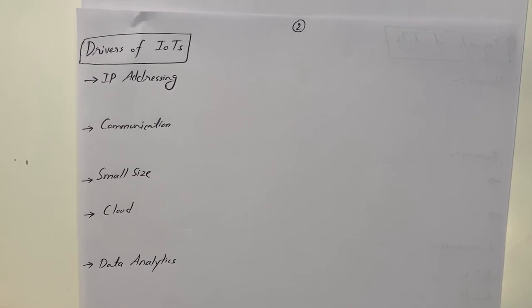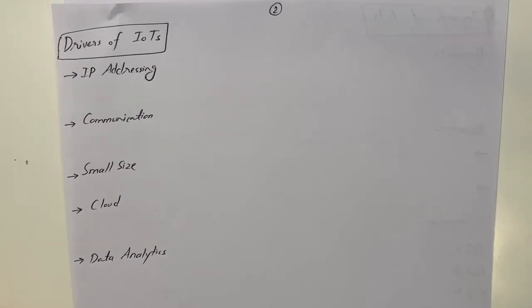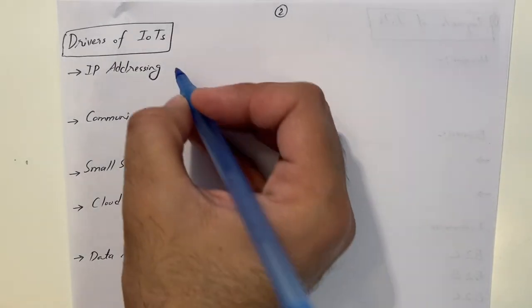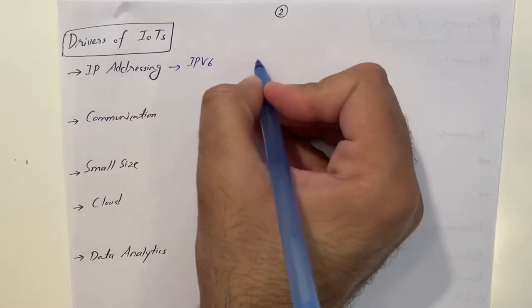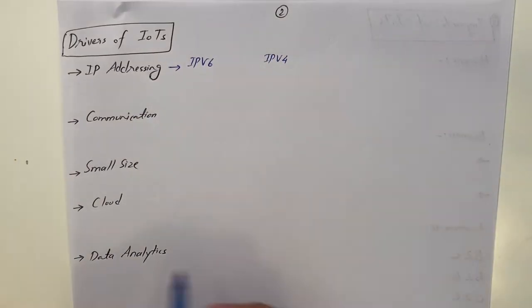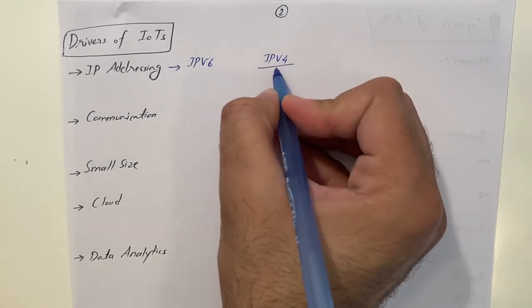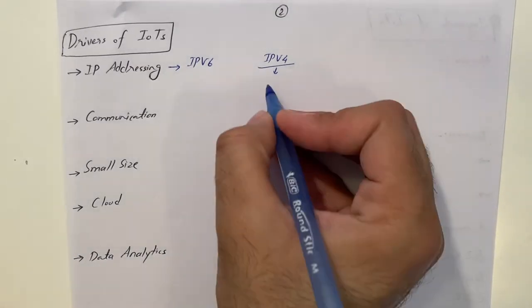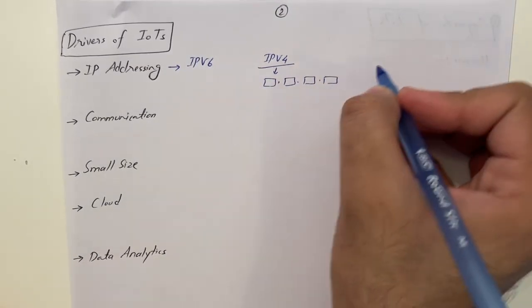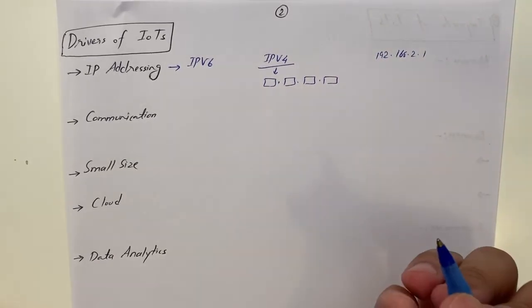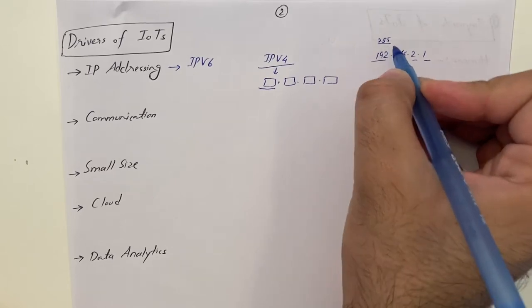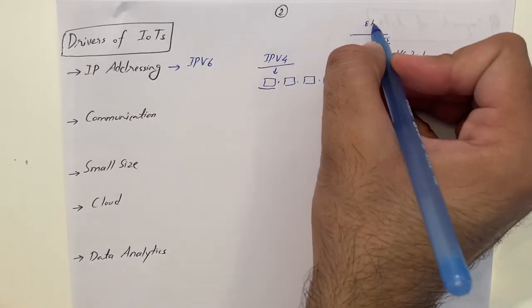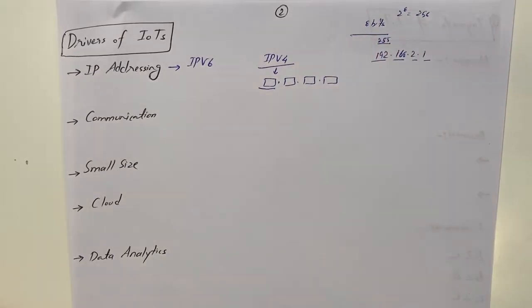These are the five main drivers of IoT which are required for successful design of an IoT network. The first is IP addressing. Since these IoT sensors will be in enormous amount, we need to use IPv6 instead of IPv4. I believe everybody is familiar with the difference between IPv4 and IPv6. If you look at an IPv4 address, you will see there are mainly four parts, like 192.168.2.1. Each part can have a maximum of 255. Why 255? Because the maximum length of each part is 8 bits. So 2 raised to the power 8 is 256. So that's the max you can get, and the minimum could be 0, all the way to 255.